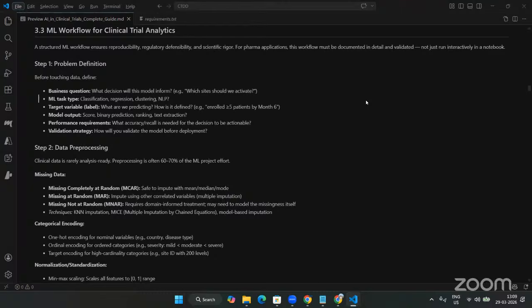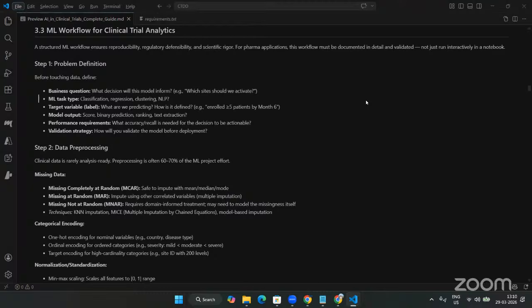We need to decide the target variable, the label. What are we predicting? How is it defined? Example, enrolled greater than or equal to 5 patients by month 6. Model output: score, binary prediction, ranking, text extraction. Then performance requirements: what accuracy and recall are needed for the decision to be actionable? Validation strategy: how will you validate the model before deployment?